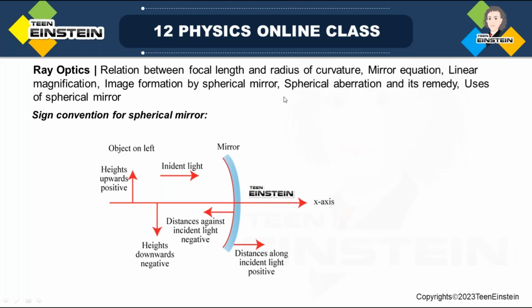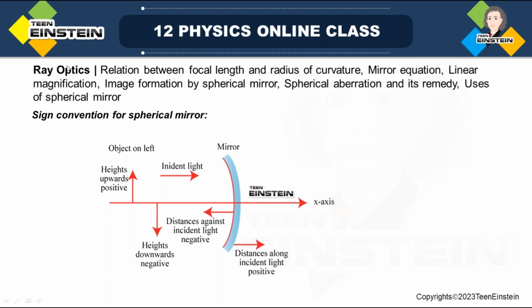Very good morning, students. Today we'll be discussing the relation between radius of curvature and focal length, mirror equations, linear magnification, image formation by spherical mirror, and spherical aberration, its remedy, its uses, etc. So let us see how it goes.